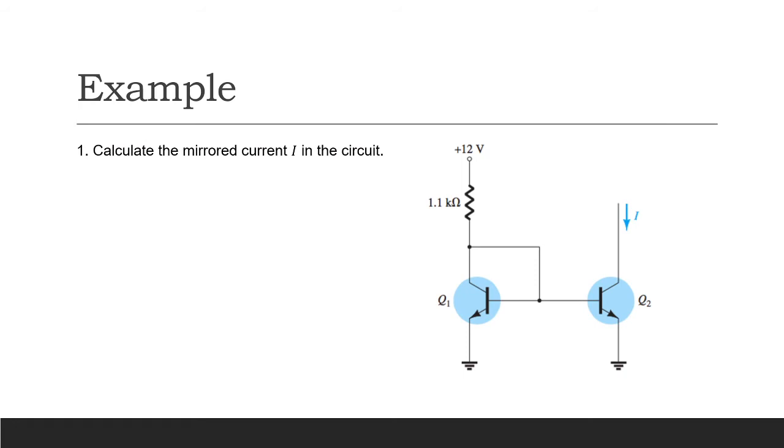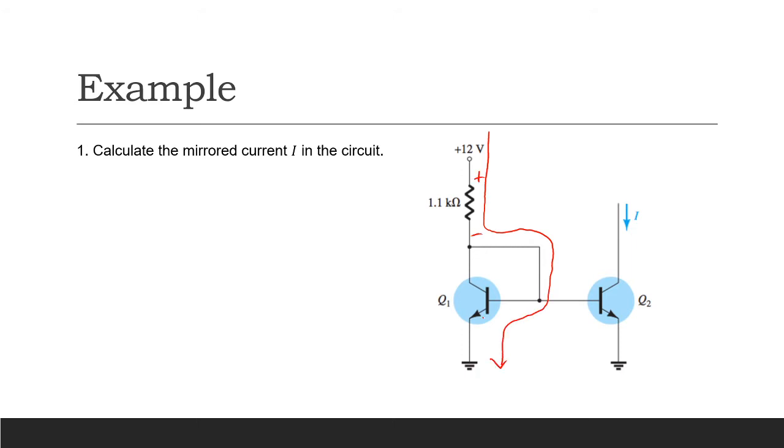So example, find the mirrored current I in the circuit. So nagbigay na tayo ng formula kanina, di ba? But then again, as long as, katulad naman ng sinasabi ko lagi, kung tayo ay familiar with KVL or sanay tayo mag-loop ng circuit, hindi na natin kailangan magkabisa ng formula. So gawin lang natin, loop tayo dito, mula 12 volts papunta sa 1.1 kilo ohms papunta dito, then papunta sa ground.